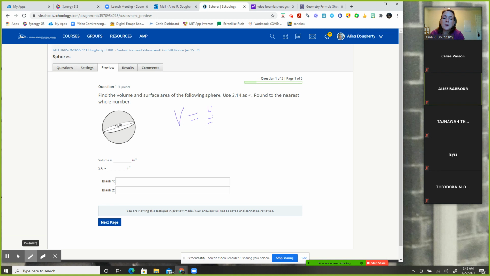V equals 4/3 pi r cubed. So if I'm given the 18, that means the diameter equals 18 and the radius equals 9, right? So 4/3 pi times 9 cubed, and it says use 3.14 as pi. So 4 divided by 3 times 3.14 times 9 to the 3rd power. I got 3,052.08. So I'm going to do 3,052.